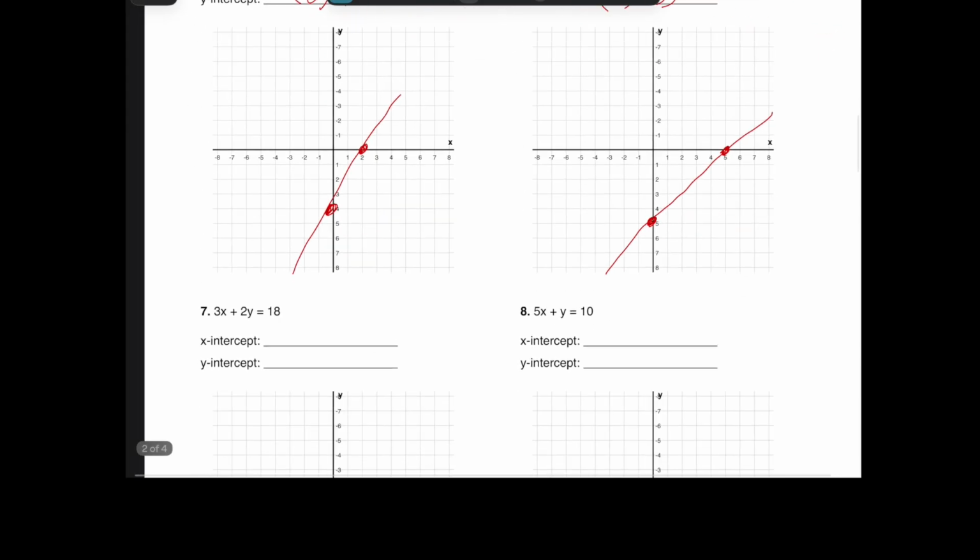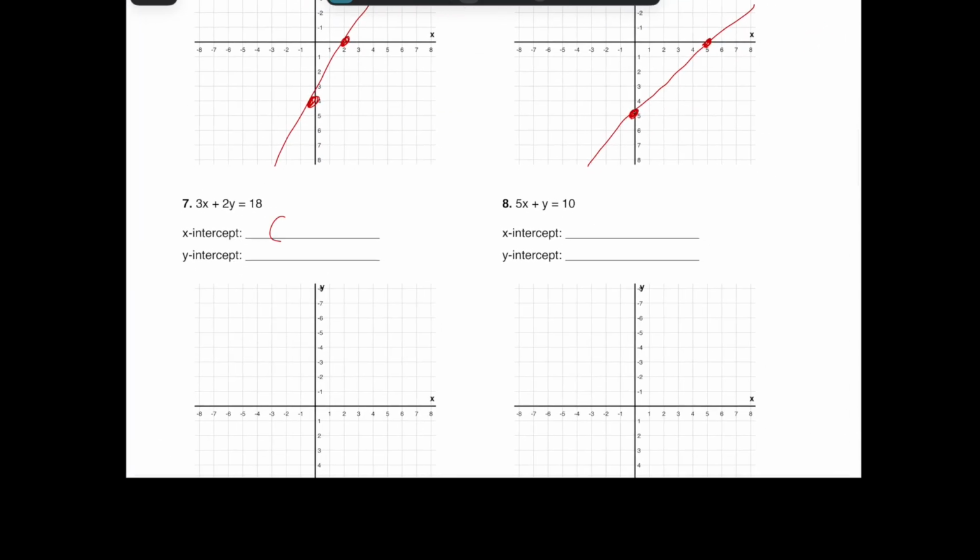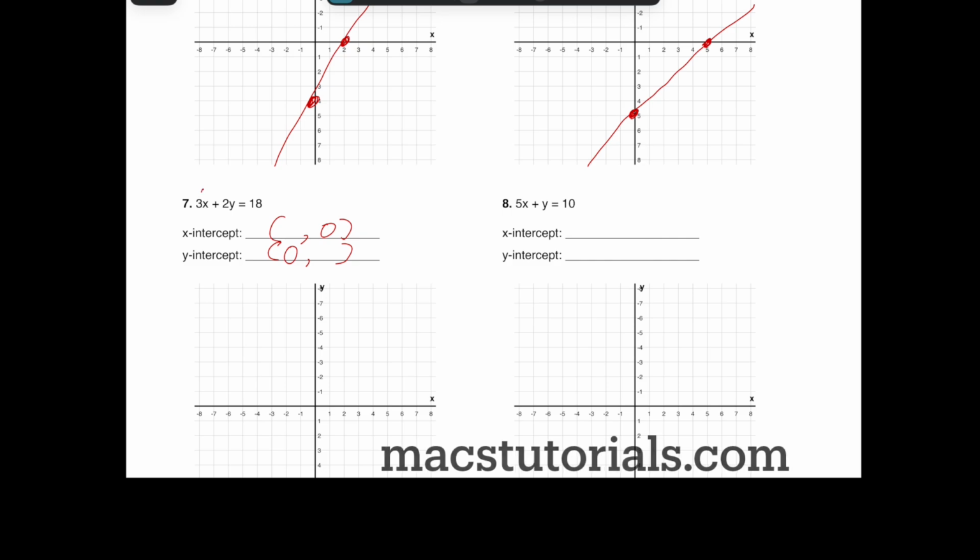Okay, let's keep going. The x-intercept is when y is 0. The y-intercept is when x is 0. All right, let's do this. Let's plug in a 0 for x. So this is my y-intercept. And I'm going to get 2y equals 18, which is y equals 9.